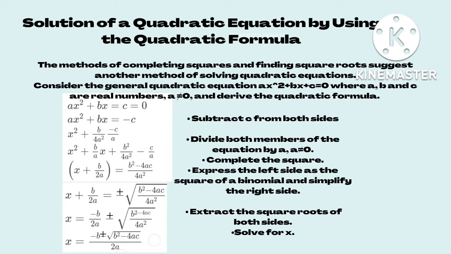First step is you just subtract c from both sides. And second step, you just divide both members of the equation by a, and a is not equal to 0. Third step is you just complete the square. And fourth step is you just express the left side as the square of a binomial and simplify the right side. Next step is you just extract the square roots of both sides. And last, you just solve for x.